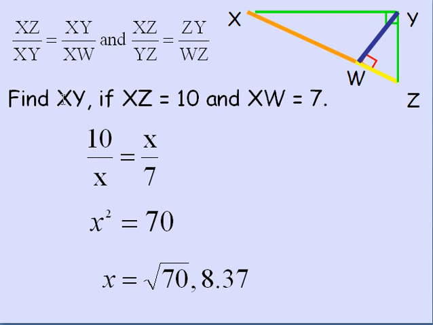Here's an example. Find XY if XZ is 10 and XW is 7. Our XZ distance is the whole hypotenuse of the big triangle. Our XW distance is just 7. Given these proportions, we'll just plug in our values, and our unknown value we're trying to find is XY. That's the long leg of the right triangle. 10 over x equals x over 7. X squared equals 70. The square root of 70 is 8.37, also 8.4. Again, here it's just the geometric mean of 10 and 7.